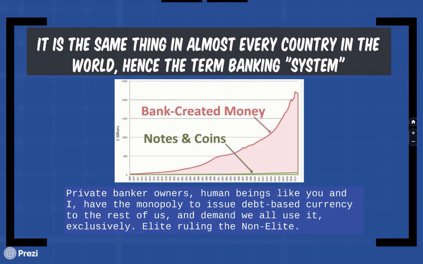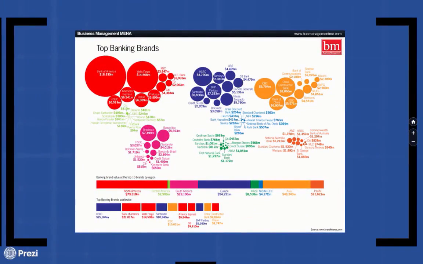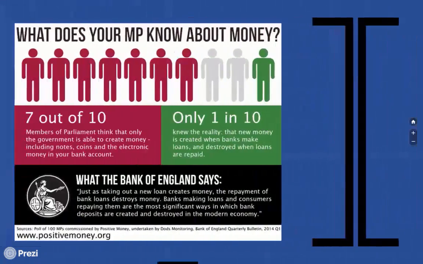So again, that shows you the big difference between bank-created money and government-issued notes and coins. And these are just private bankers, just human beings like you and I. But they have the monopoly to issue debt-based currencies to the rest of the population and to demand that everybody use that and only that exclusively. Talking of the system, these are the top banking brands of the world. As you can see, there's a whole bunch of interconnectivity.